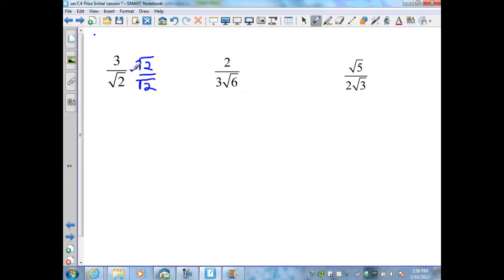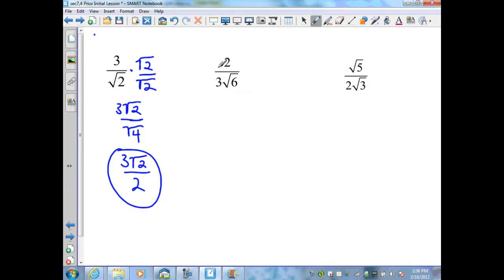3 times the square root of 2. 3 times 1 is 3 square roots of 2. And the square root of 2 times the square root of 2 is the square root of 4. And that, when I simplify, is 3 square roots of 2, and in the denominator, the square root of 4. The square root of 4 is 2. And this is this fraction simplified.